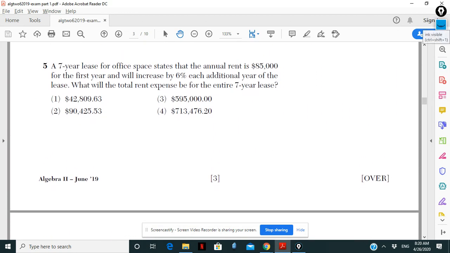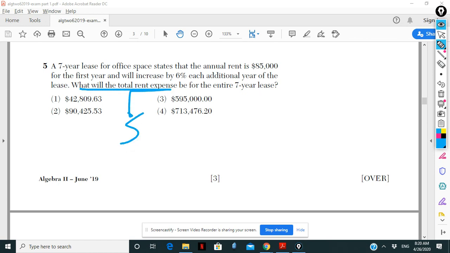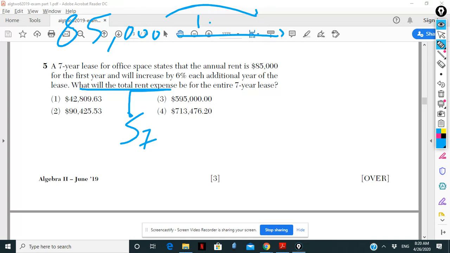Question number 7. A 7-year lease for office space states the annual rent is 85,000 for the first year and will increase by 6% each additional year. What is the total rent? Total rent means we want to find the sum of the series, S7. That's a geometric series, starting at 85,000, and each year it increases by 1.06. What I did, that's 1 plus r, so the new r for that function is 1.06.